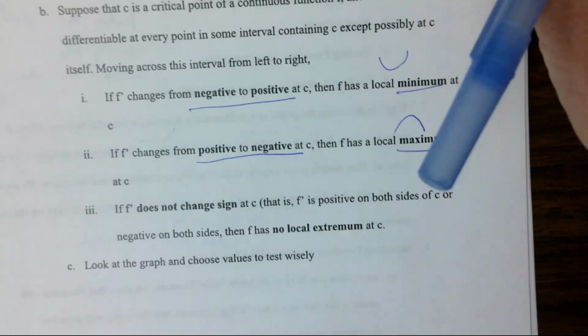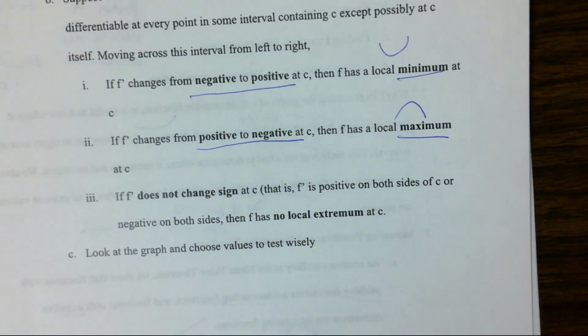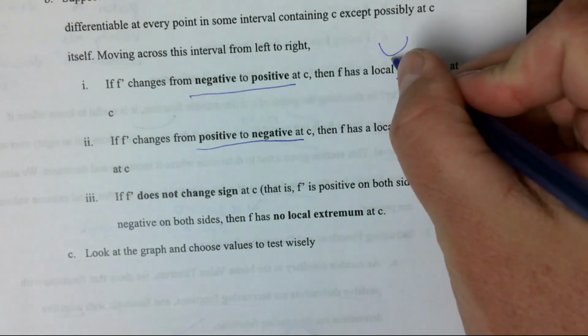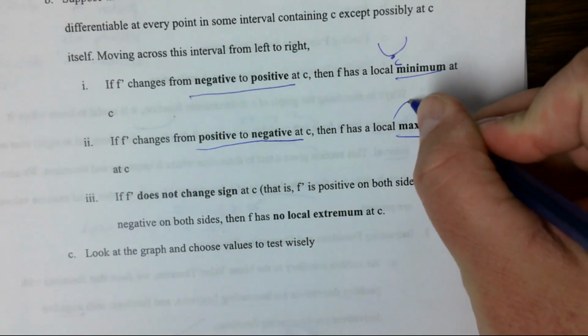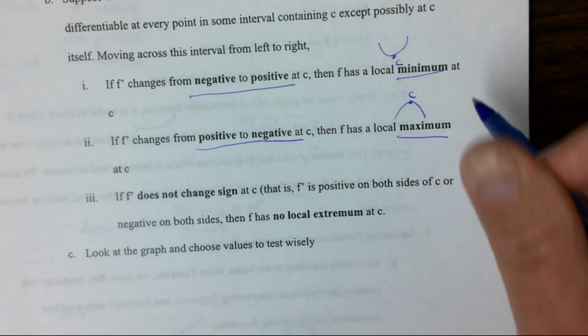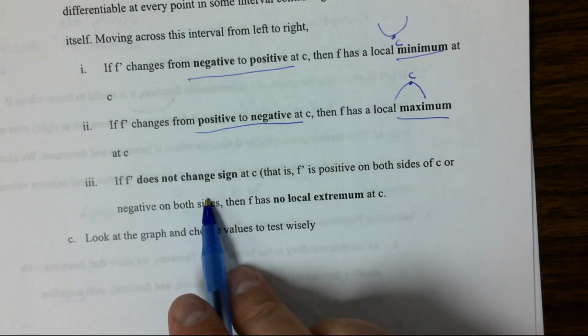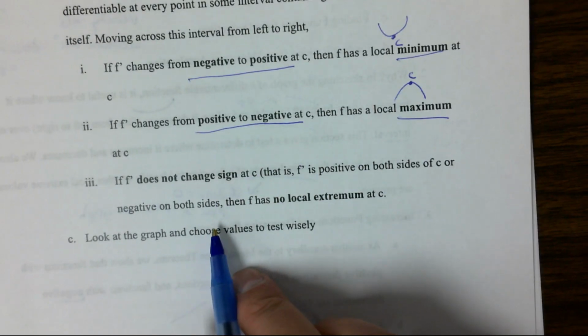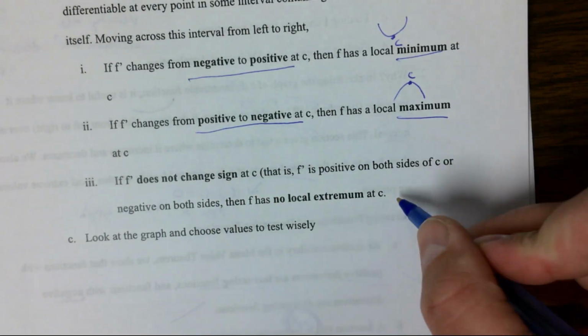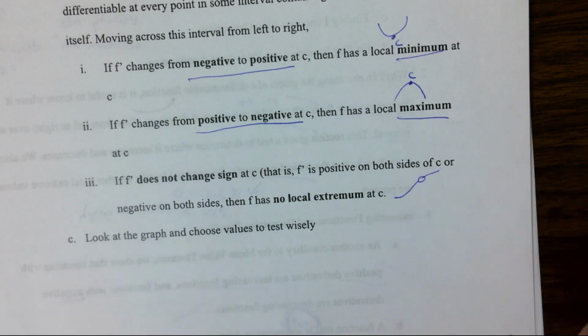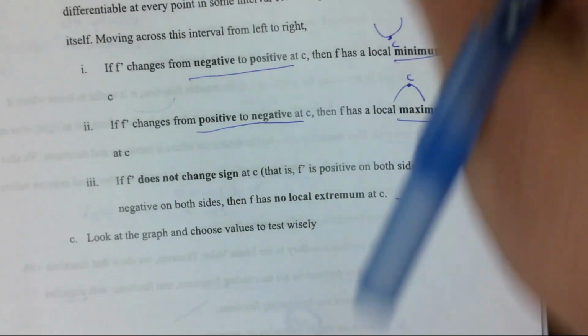It doesn't necessarily have to be a parabola, but if it goes negative to positive at C, which I'm going to call those points, then that's where it changes direction. And if it does not change sign, then there's no local extrema. So you could have something like that. And look at the graph and choose points.